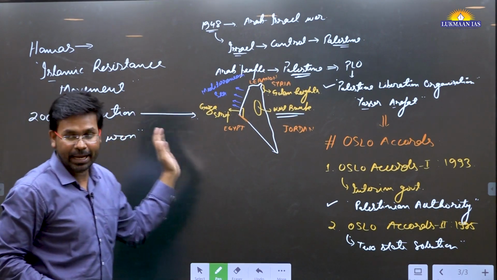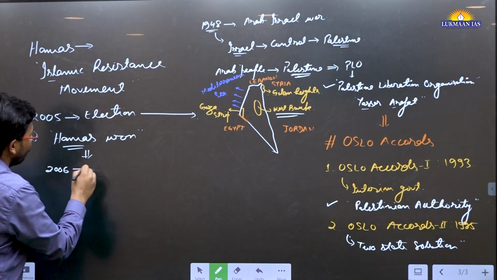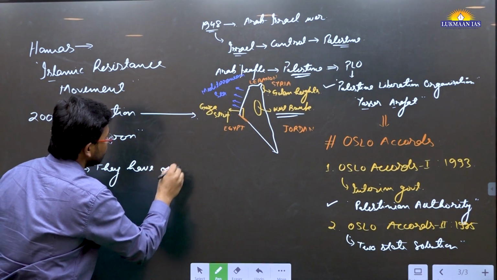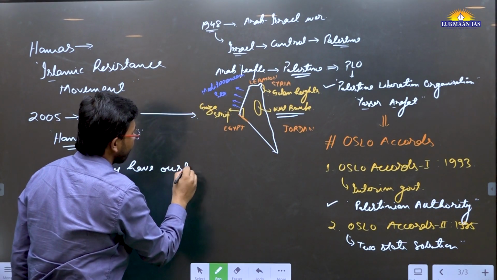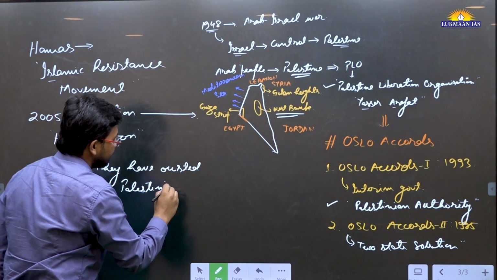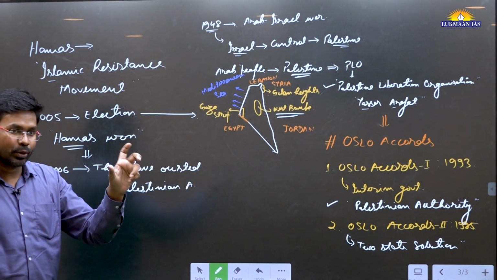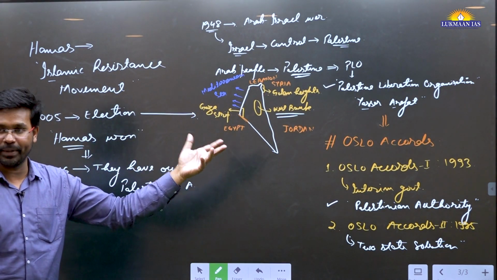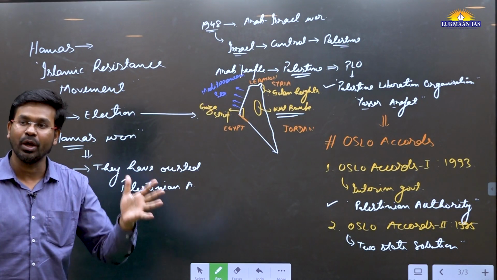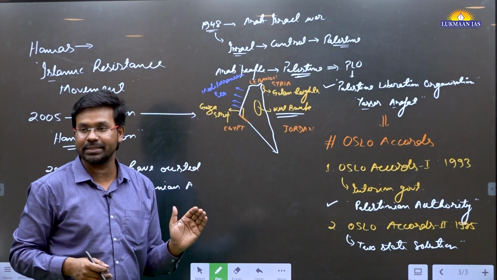And since they won, in the year 2006, they ousted the Palestinian Authority from here. Hamas was also an Islamic movement, a kind of Islamic brotherhood. They wanted to bring all the Arab people together so that they can have unified resistance against Israel.